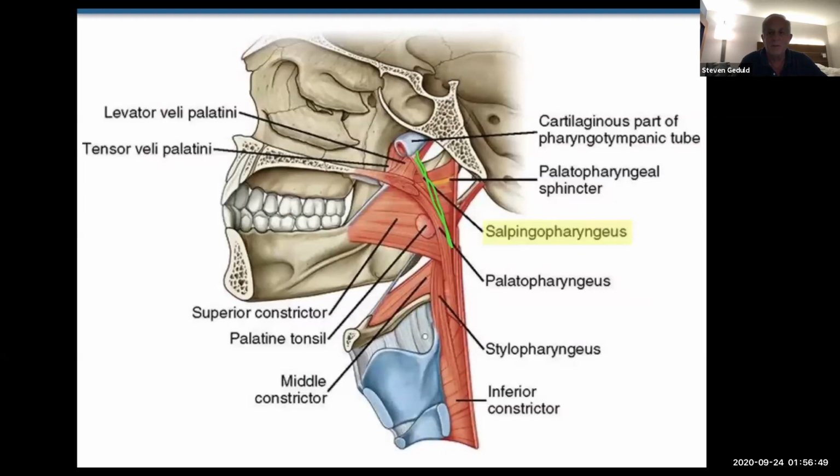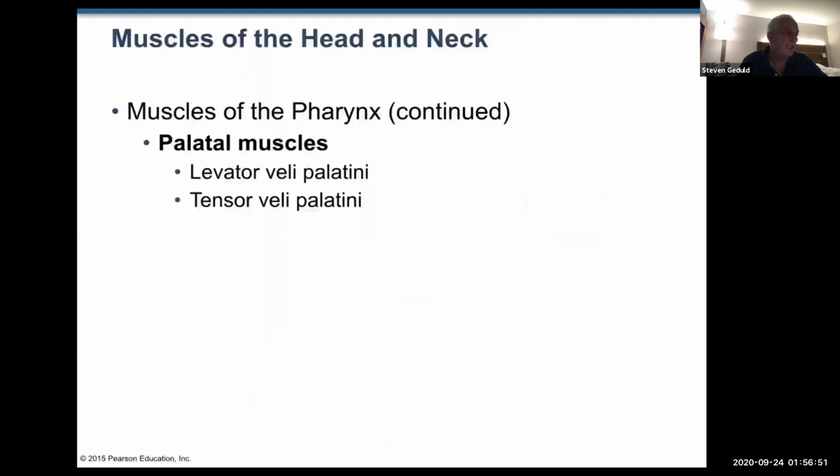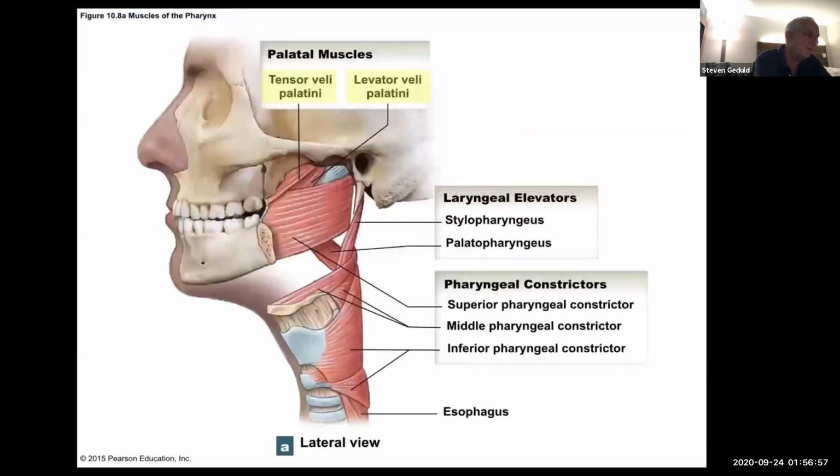Palatal muscles, muscles of your palate. You have levator veli palatini and tensor veli palatini. Okay, here's your levator, which goes up, and your tensor, which goes up. Just going to be different areas. One's going to tense the palate, one's going to elevate it.